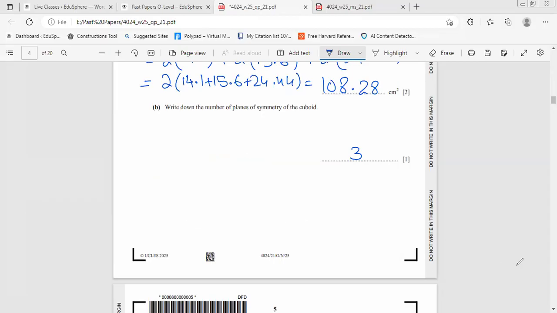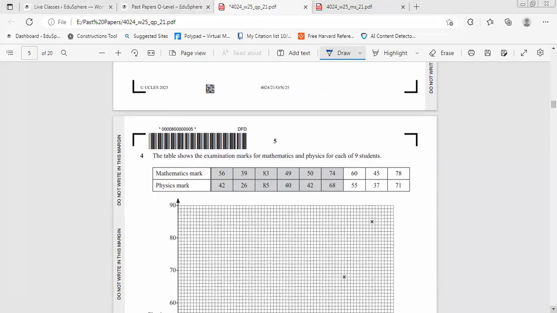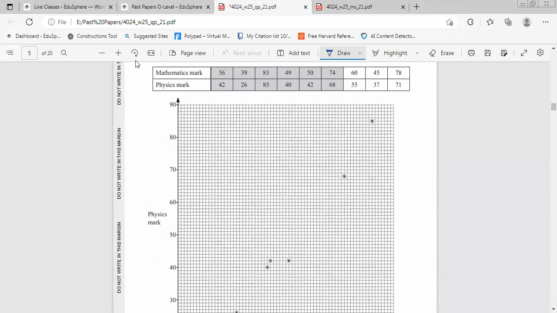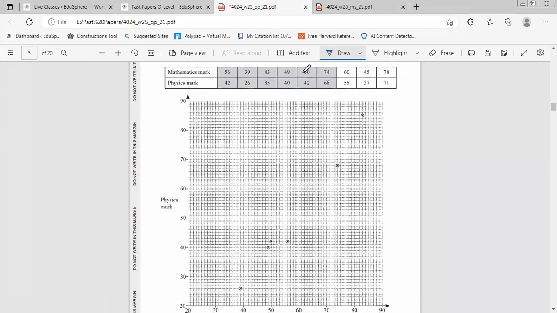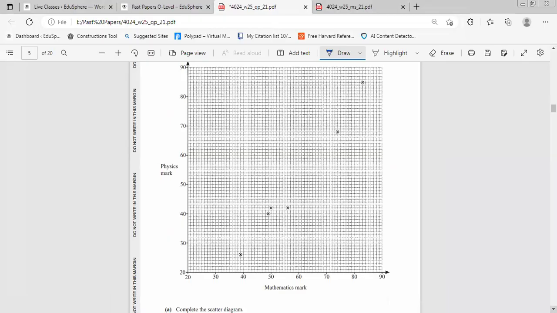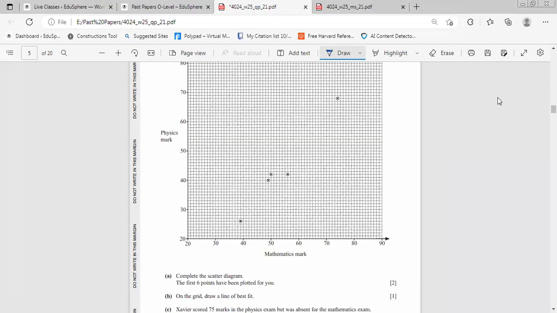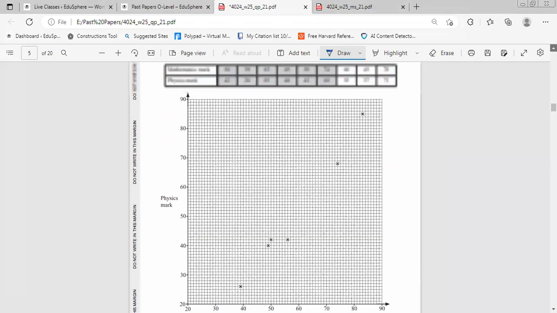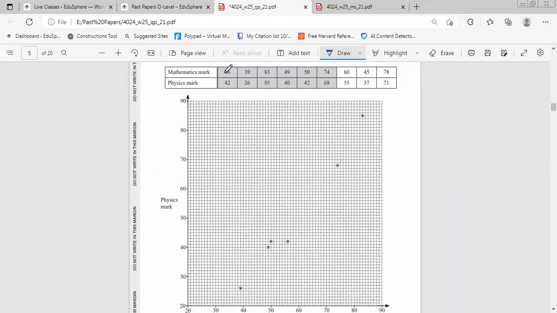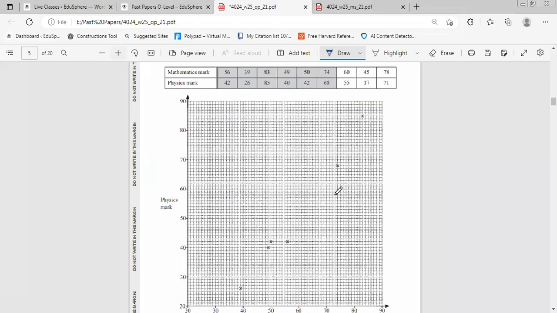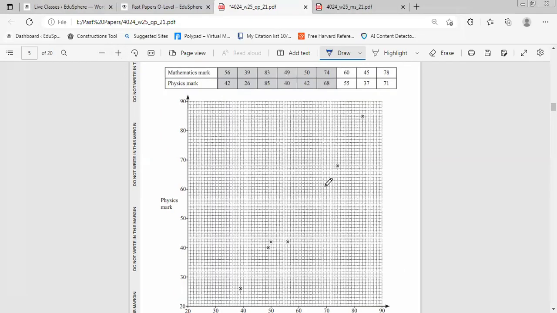Okay. Now, moving on to the next question. The question says that the mathematics marks and the physics marks are shown here. Now the question is to complete the scatter diagram. So the first part is to complete the scatter diagram. For this, we have to look at the table. Although these blocks have already been filled up, only these are left out. I am going to look at it carefully because these are very small.